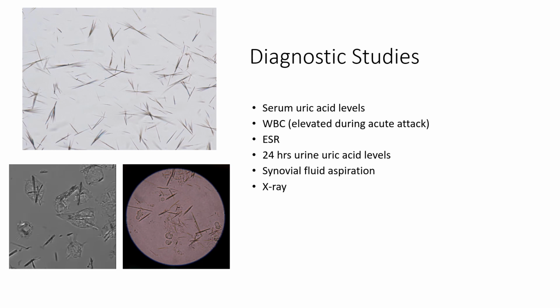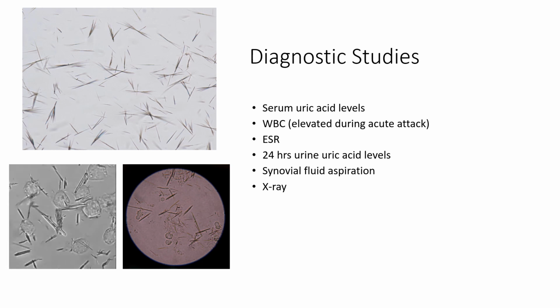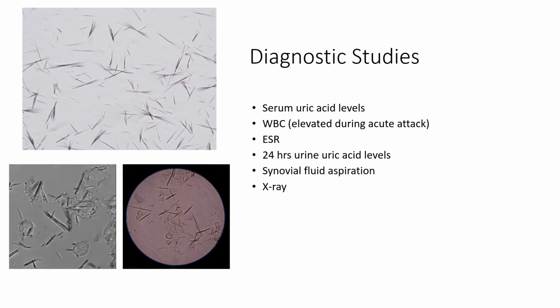An X-ray will show you tophi, so an X-ray will also be done. Here in this video you can see the immunological response also happening against the monosodium urate crystals. Obviously, when inflammation happens, the immune response is increased. Again, it can form an autoimmune disorder.